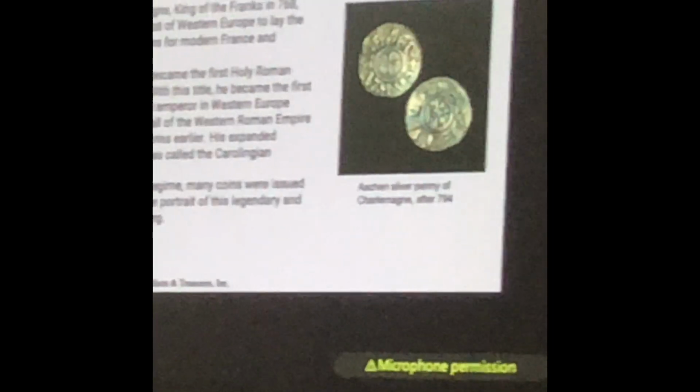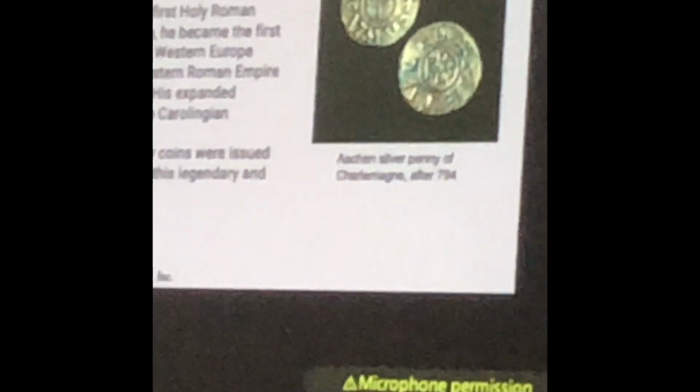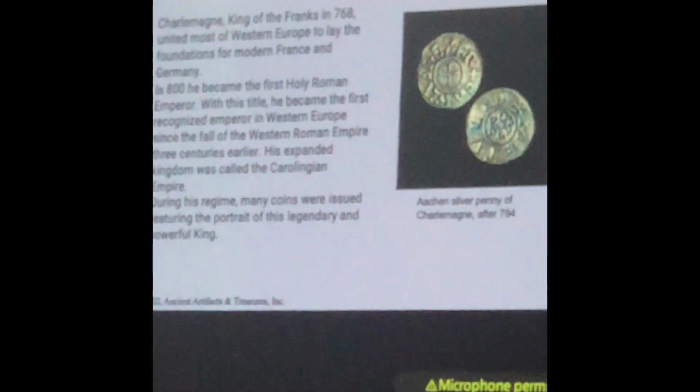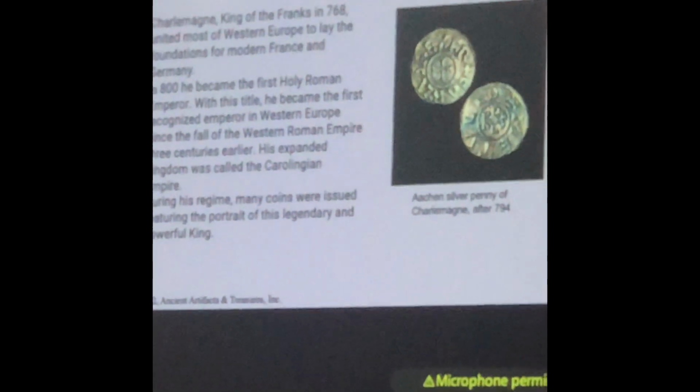And this coin right here is a silver penny of Charlemagne, probably right around 800. It's a beautiful coin. Unfortunately, I don't own one, so I couldn't bring you an example. I brought a number of medieval coins and you can come up afterwards, but I do have one of his successors just very shortly after his reign.